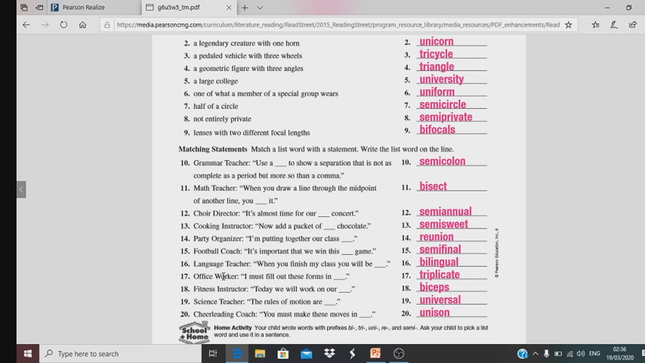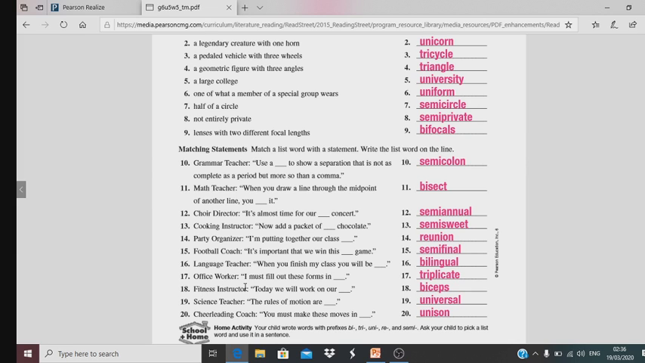Office worker: I must fill out this form in triplicate. So do you remember when we said triplicate? It means that you have to fill the form in 3 copies. So 3 identical copies, it means triplicate.